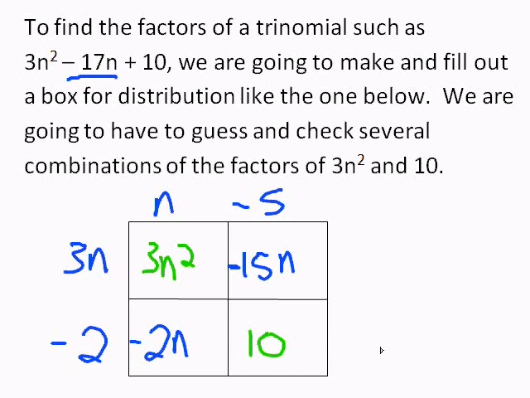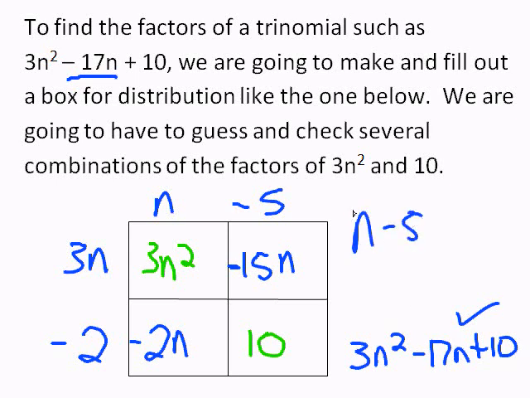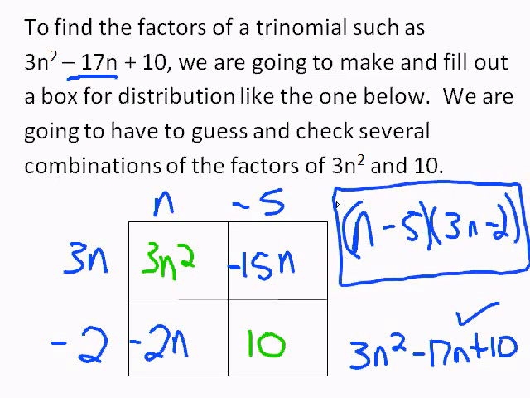So let's check our answer just real quick. We get 3n squared minus 17n plus 10. And our answer does indeed check out because n minus 5 and 3n minus 2 multiply together to give us 3n squared minus 17n plus 10. So we write our final answer as n minus 5 and 3n minus 2. Now you could have written 3n minus 2 and then n minus 5. That would have worked just as fine as well.